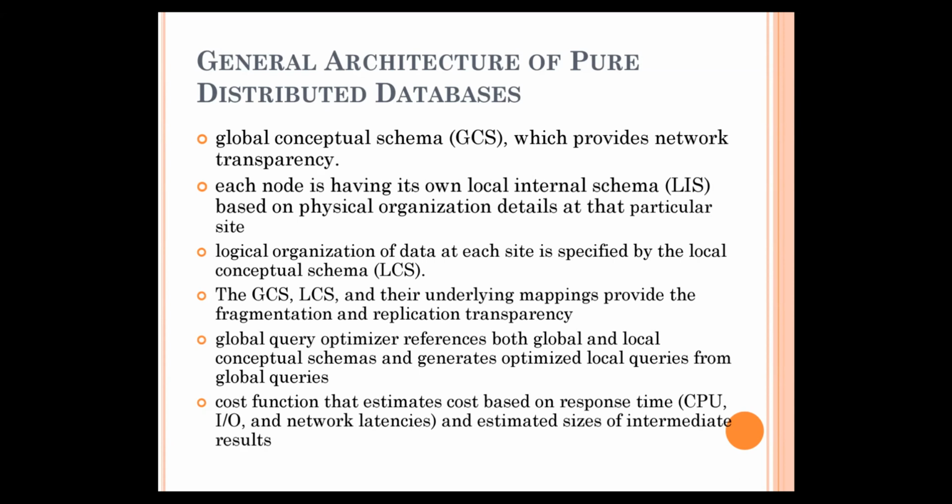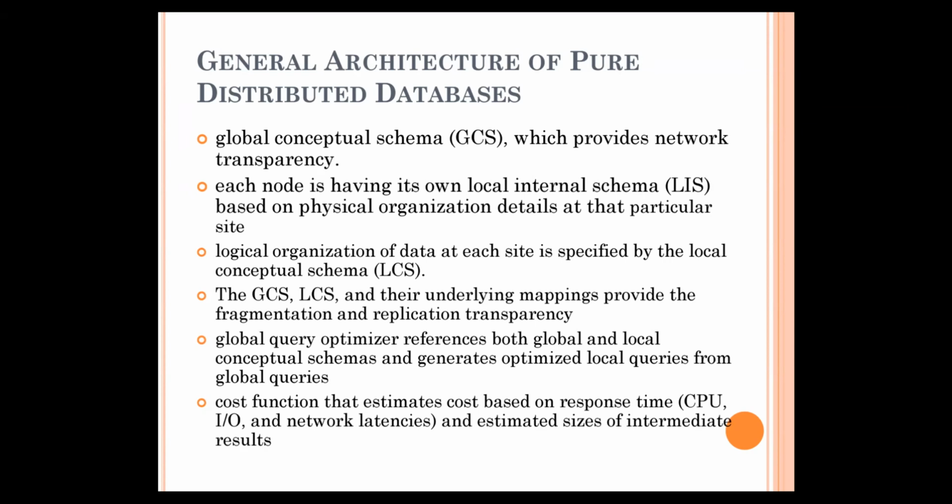vertical fragments and horizontal fragments, and how the replicas are shared with other sites, and what the transparency is, whether they can read only, write only, or update and modify, what rights are given. So all those things are fixed based on the CGS and LCS. The global query optimizer refers to both the global and local conceptual schemas and generates optimized local queries from global queries.